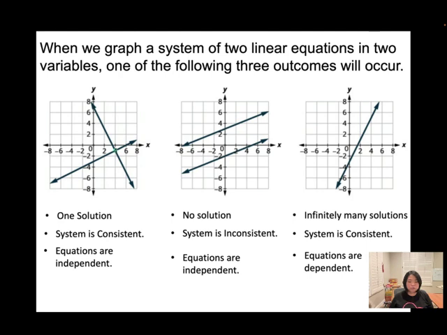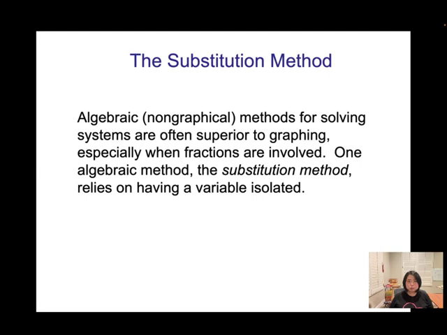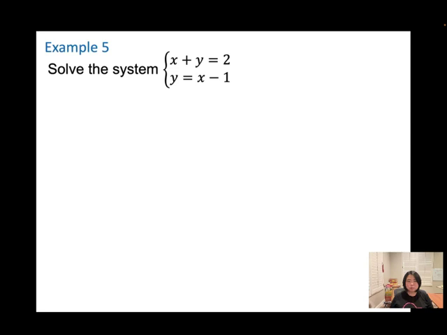Okay, we can solve the system of equations by graphing. Second one, we're going to use the substitution method. Usually, when we want to use the substitution method, you will have one equation with an isolated variable, like this guy: y equals x minus 1. We're going to name it. This is equation 1. This is equation 2. And then we're going to plug equation 2 into equation 1. We're going to substitute the y with x minus 1 here.